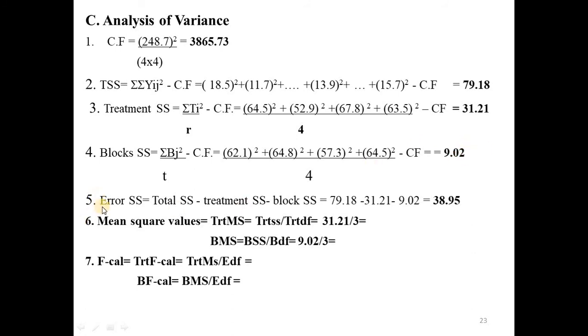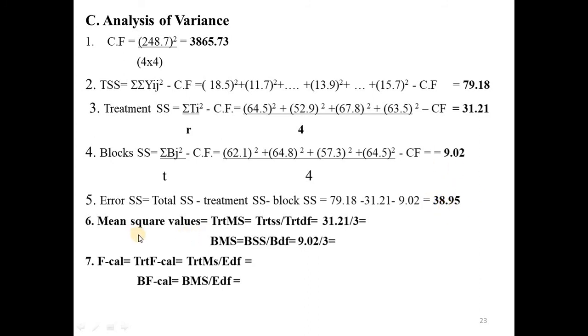So the fifth step is estimating the error SS, sum of squares. To get this, we just have to subtract the values of treatment SS and block SS from total SS. The total SS was 79.18, subtract this value and this value. You can add this and this value at a time and subtract the total from total SS. So we'll have this value.